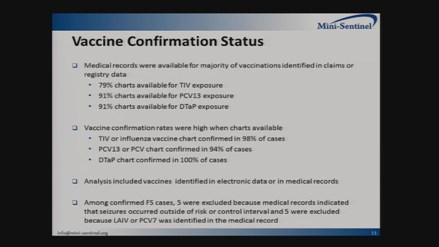Because the chart confirmation rate of vaccinations was so high, the analysis included both vaccines identified in electronic data or in medical records. And following medical record review, 5 cases were excluded because medical records indicated that the seizures occurred outside the risk or control intervals following vaccination, and a further 5 were excluded because LAIV or PCV7 was identified in the medical record.